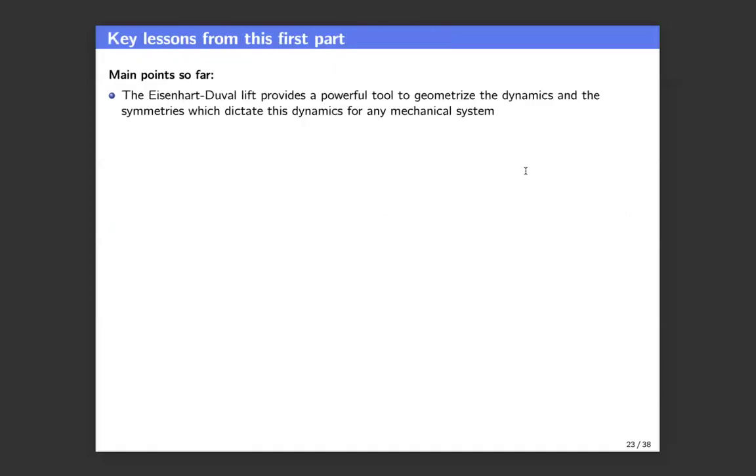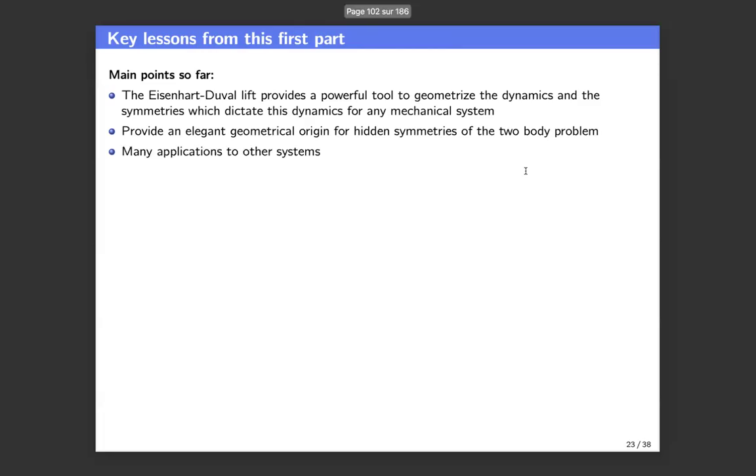Anyway, let me now make a summary of the main points that we reviewed so far. The Eisenhart-Duval lift provides a powerful tool to geometrize the dynamics and the symmetries which dictate the dynamics of any mechanical system. This provides a very elegant geometrical origin for the hidden symmetry of the two-body problem, as I just showed. And there are many different applications to other systems. So I can give you some references on this.